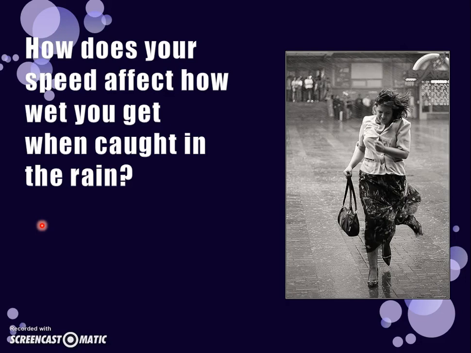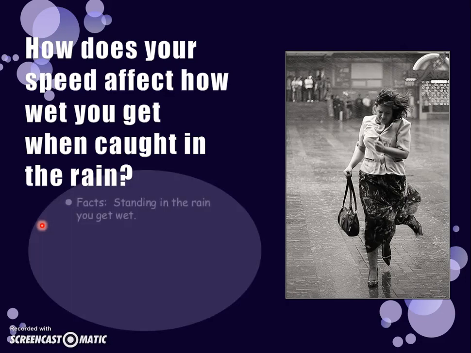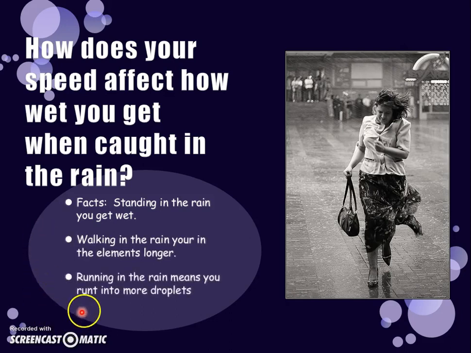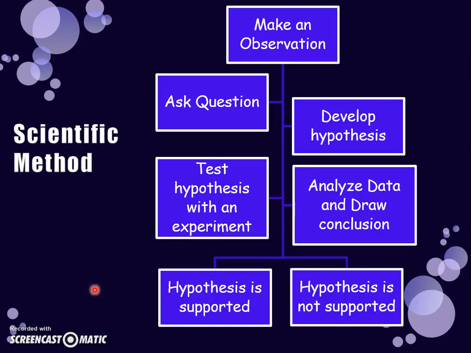So remember I talked about doing the scientific method? Well, let's think about this. How does our speed, whether you walk or run or jog or stand still in the rain, affect how wet you get? There are some facts that we know. We know that just standing in the rain, you're going to get wet. Walking in the rain, you're in the elements longer. And running in the rain, you run into droplets. So how do you know what to do to be not as wet?